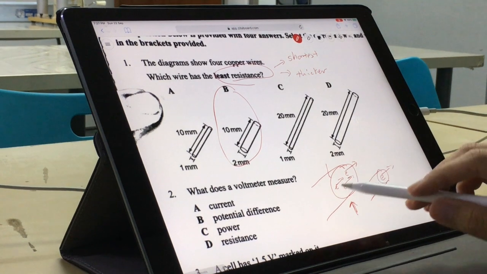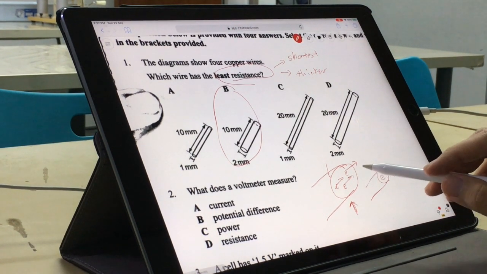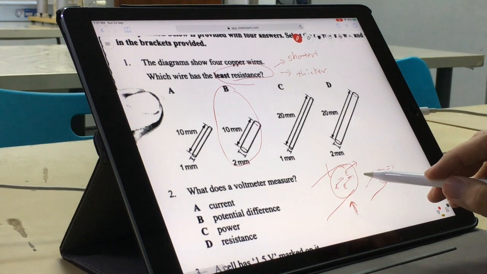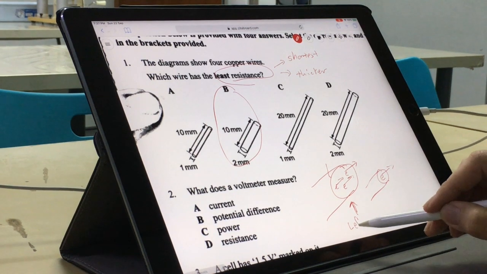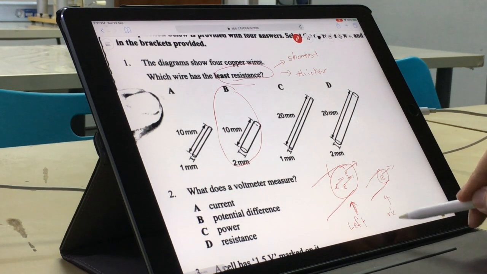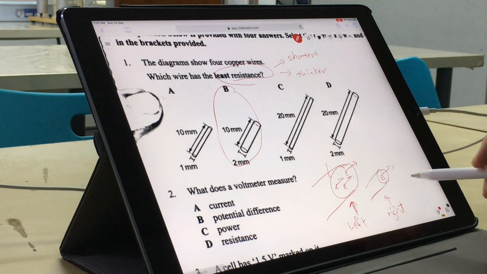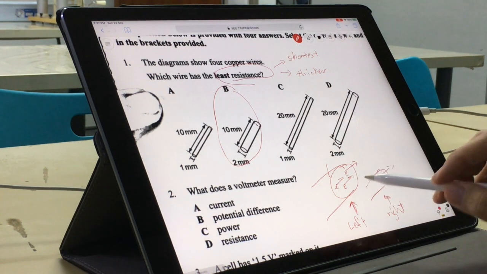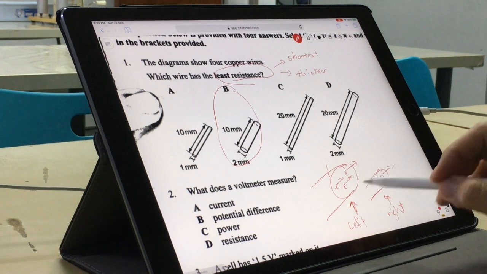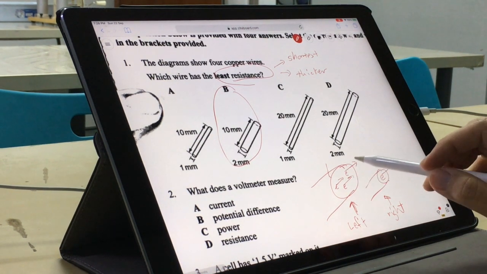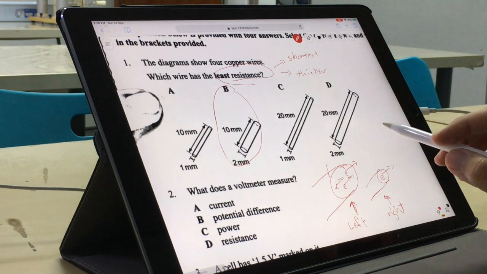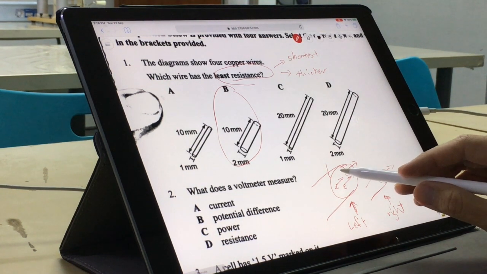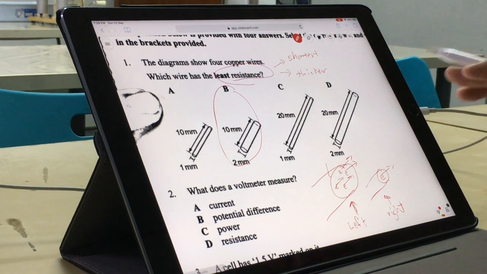Imagine water is flowing. Which one allows more water to pass through faster? The thick one. Is it the left one or the right? The left one. The one on the left allows more water to pass through because the diameter is bigger. So when it's bigger, that means there is less resistance, because there will be more electricity passing through. Yes, at any point more electricity can pass through.